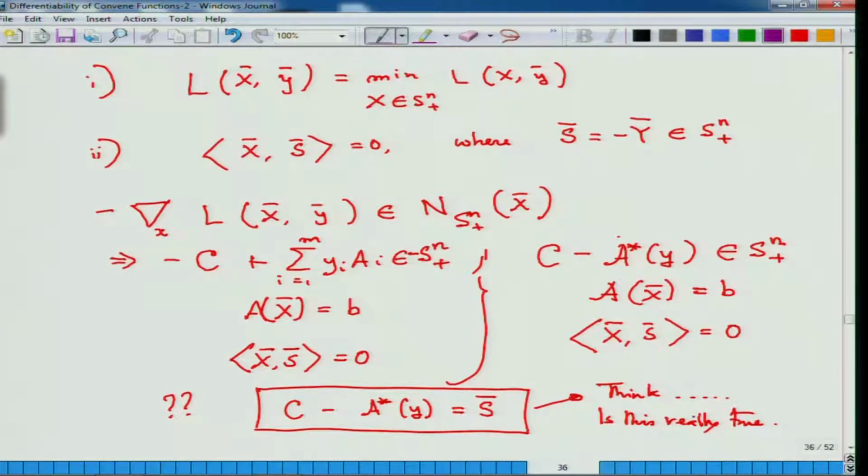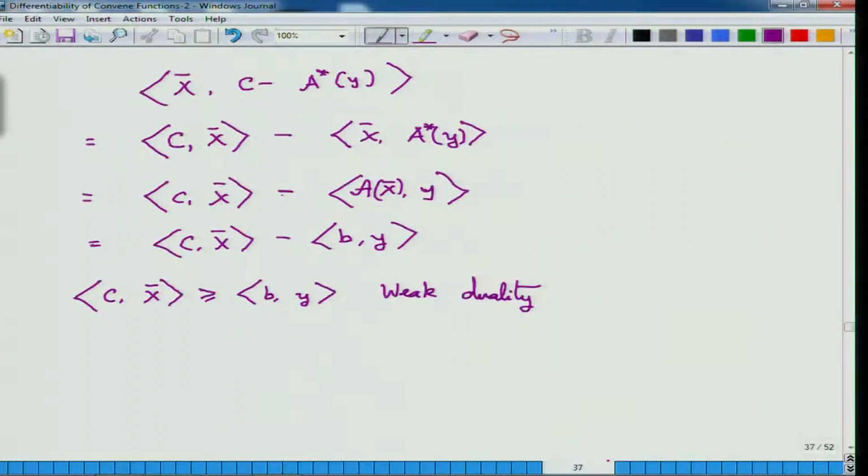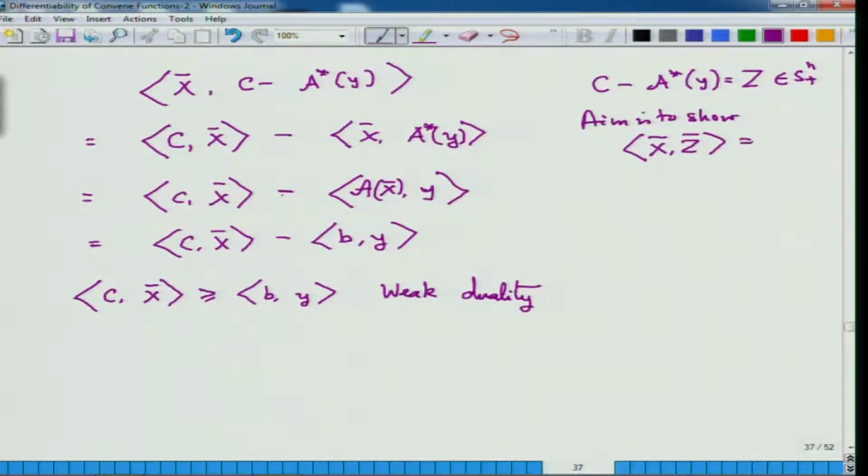Okay. Now, this is always true, and this is what you get. Now, C x bar is the primal one and B y bar is the dual one, right. Now, what I have to show is that this product is 0. So, if I write C minus A star y as some z element of Sn plus, basically my aim is to show x bar z bar is equal to 0.